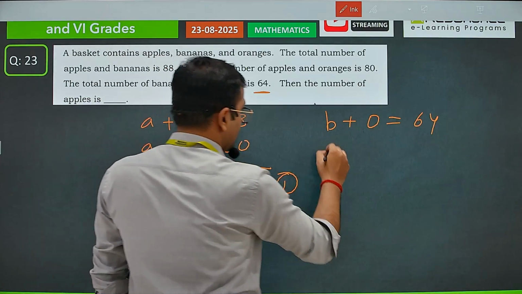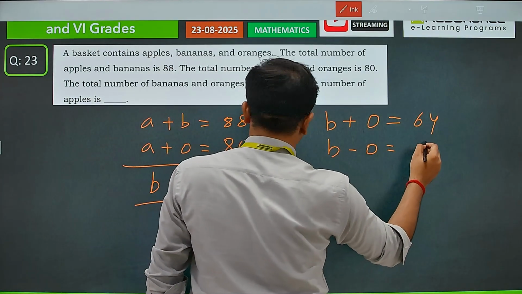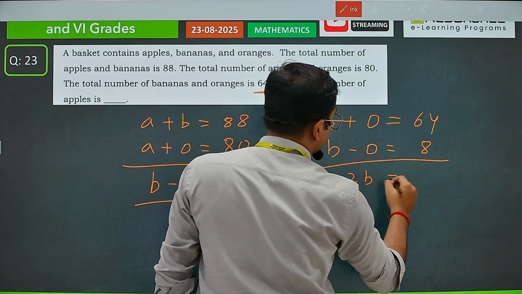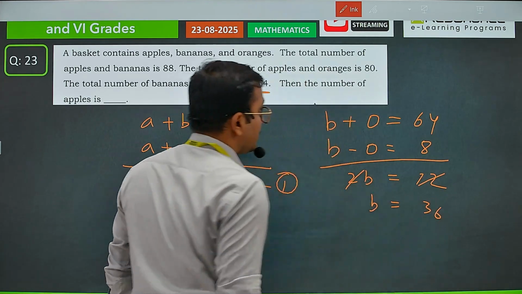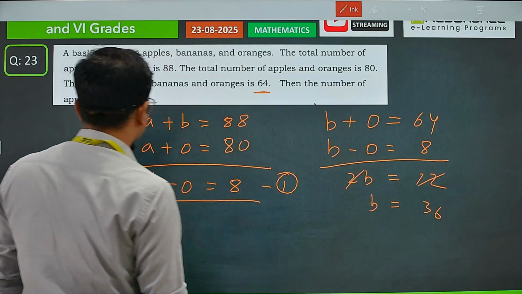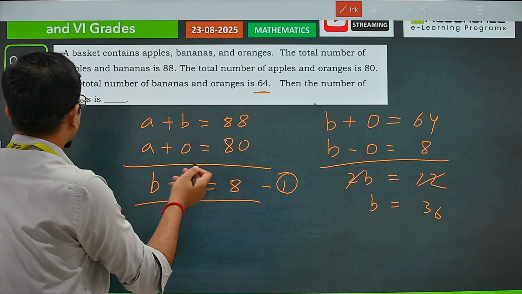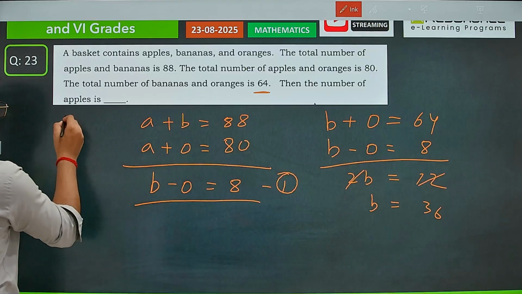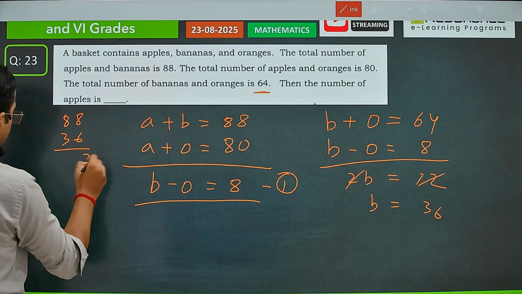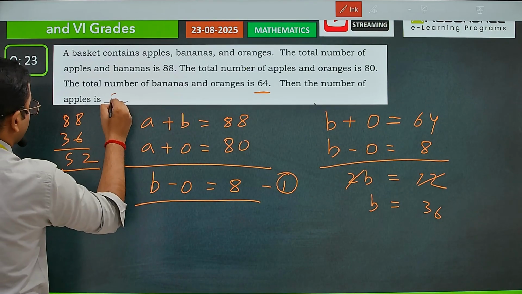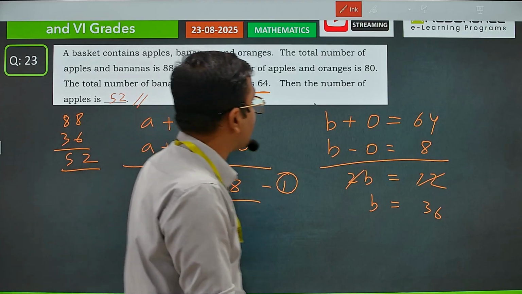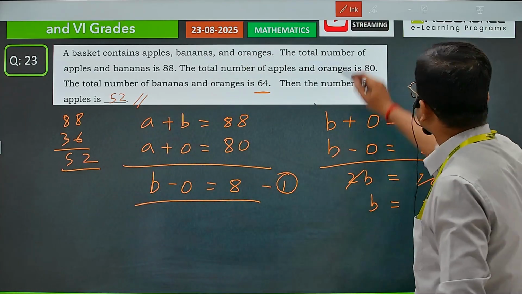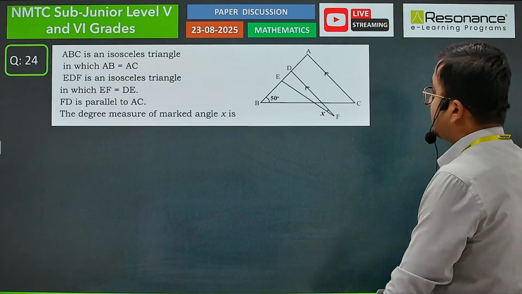Now B minus O is 8. So add it up. 2B is equal to 72. B becomes 36. That's it. We need the number of apples. So just go from here. 88 minus 36 is 52. Hope it's clear. We need apples, so the apples answer is 52. Now, moving to the next set of questions.